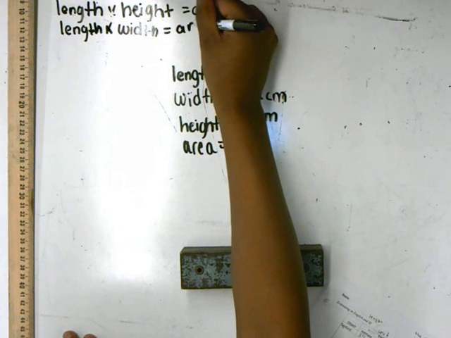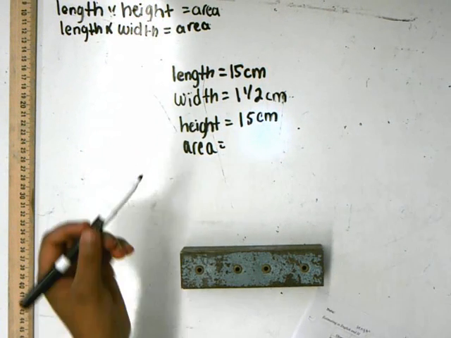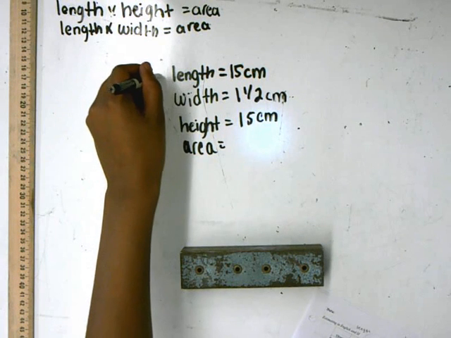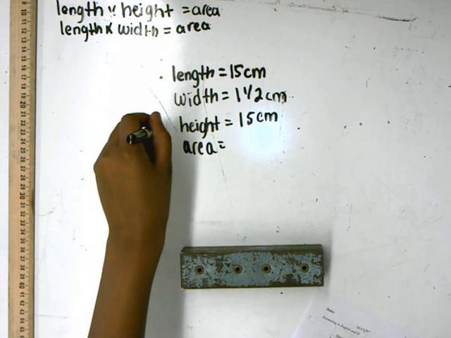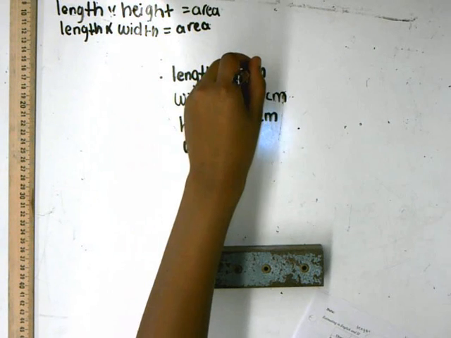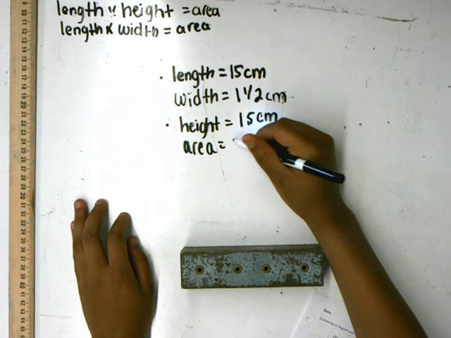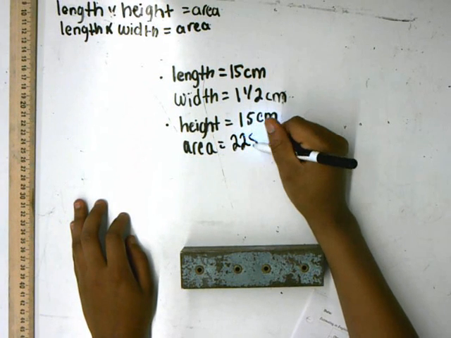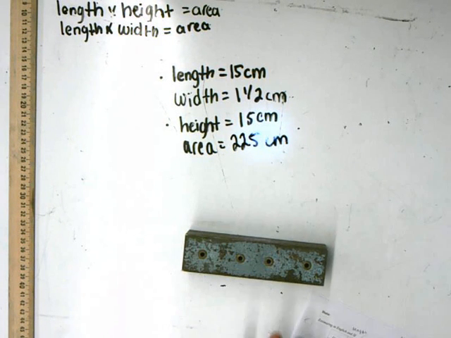so I'm going to do 15 times the height, well, the length, which is 15 centimeters, times the height of 15 centimeters, and I'm going to get 225 centimeters as the area of this object. Now, in order to get the estimated volume of this object, you are going to have to do length times width times height.